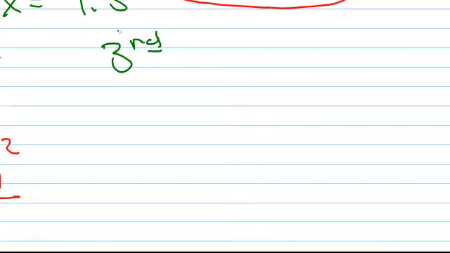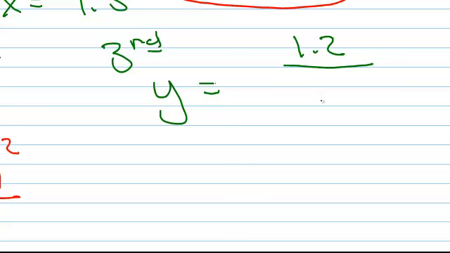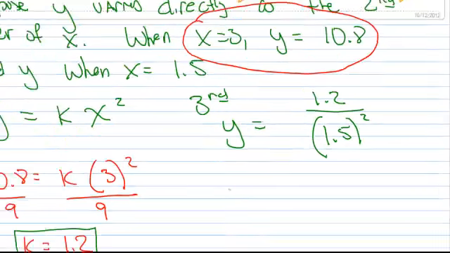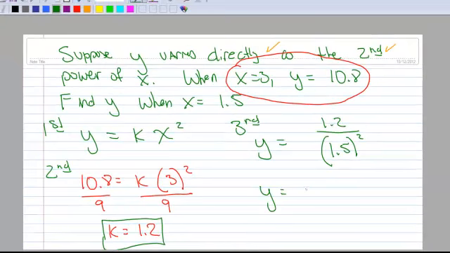Third step, let's find y when x is 1.5. Well, my k is 1.2, so let's use that. And then x is 1.5. Don't forget to square it. And when you do that and calculate that out, you get 2.7. So y is 2.7. So this is the end of the lesson on variation.